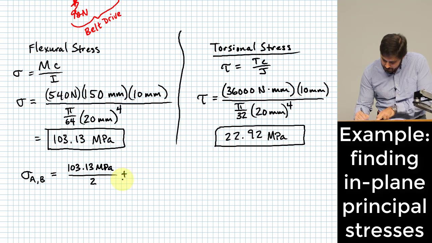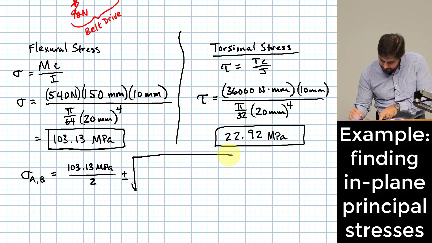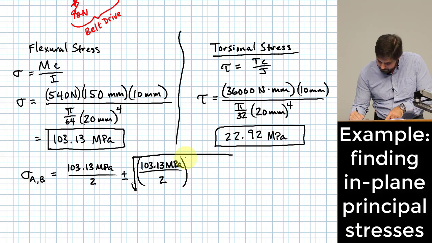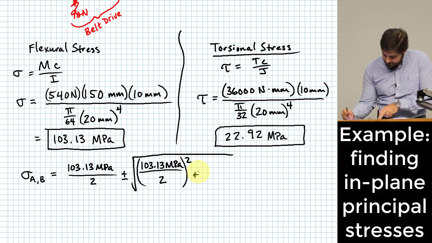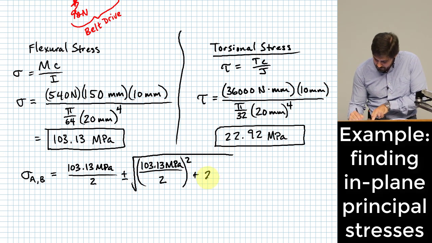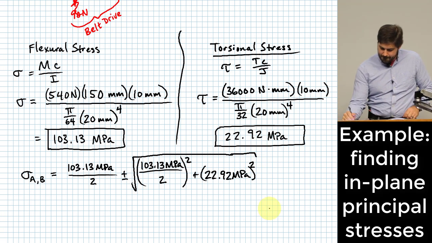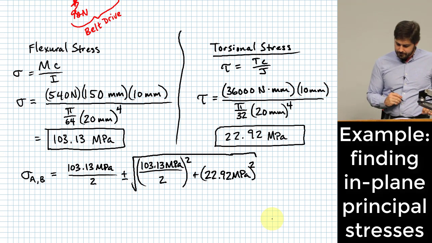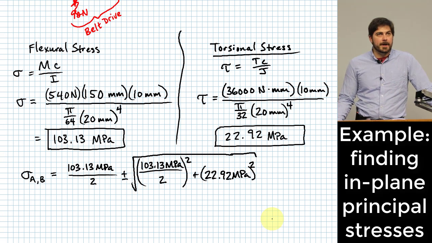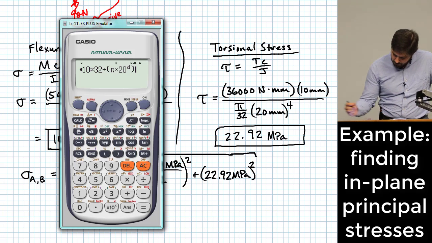over 2, plus and minus the square root of 103.13 MPa over 2 squared, plus 22.92 MPa squared. All right? And we'll punch that in as well.